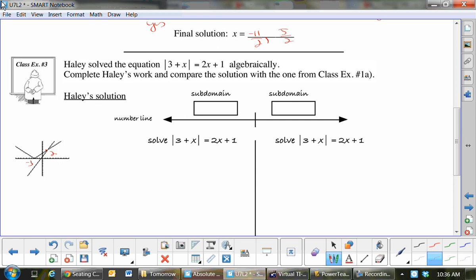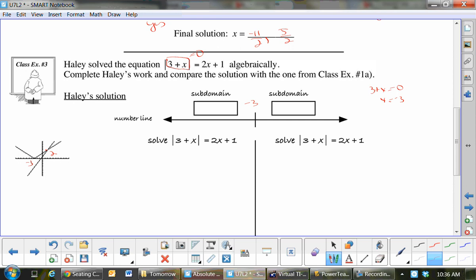Yeah, I've got to do that one in the middle. How do I find that one in the middle? When does 3 plus x equal 0, right? So we go, when does 3 plus x equal 0? You just mess with the stuff inside. When x equals negative 3.